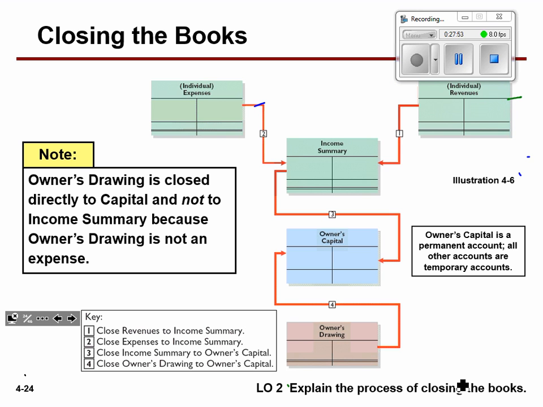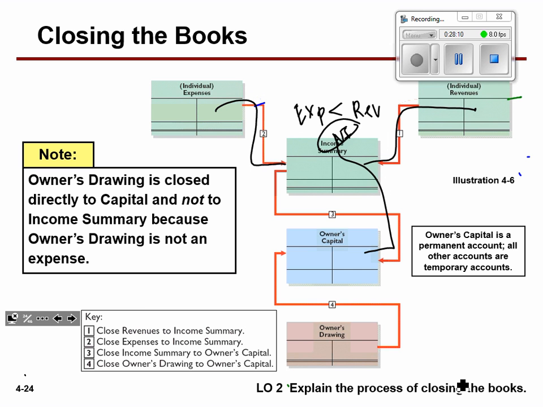Okay. Revenue, we dump into income summary. Expenses, we dump into income summary. If the expenses are less than revenue, we of course have a net income. That net income gets dumped into the capital. But then the drawing also offsets the capital. So that's just another visual way to look at it. It's one way that the book provides.